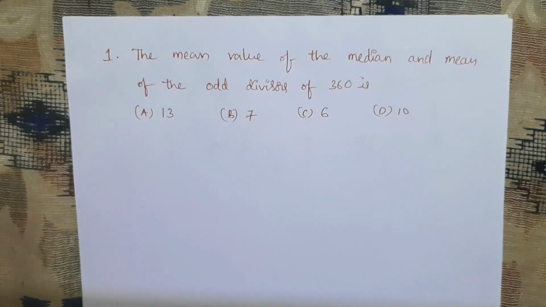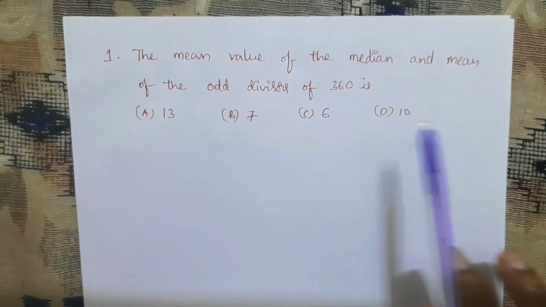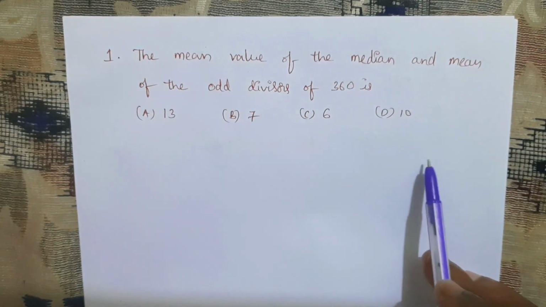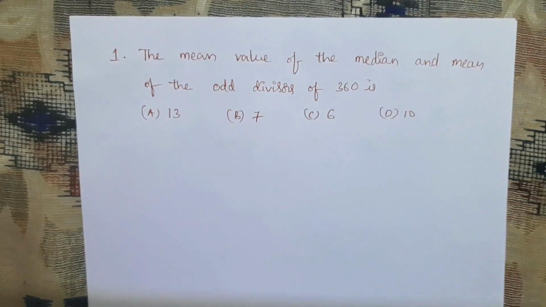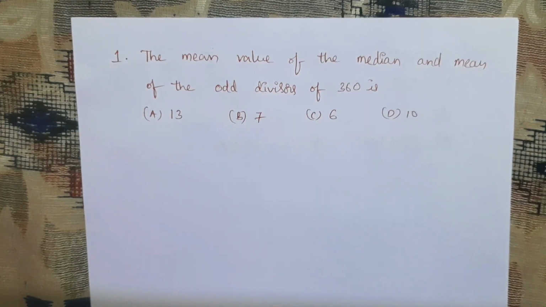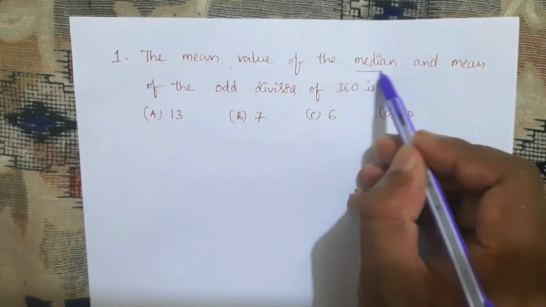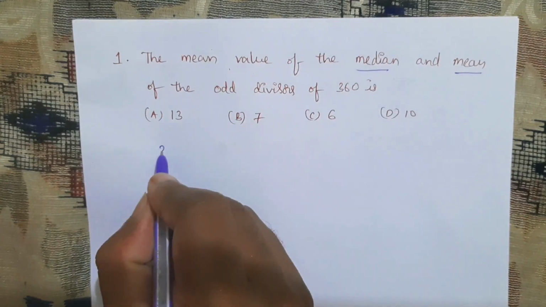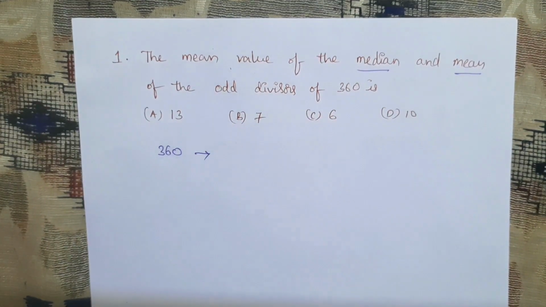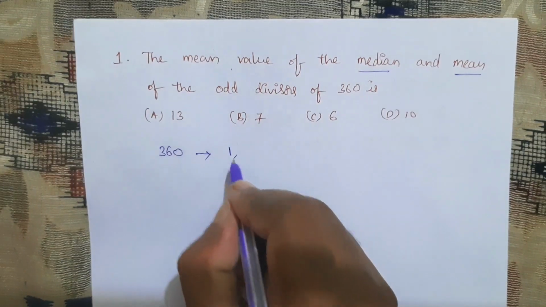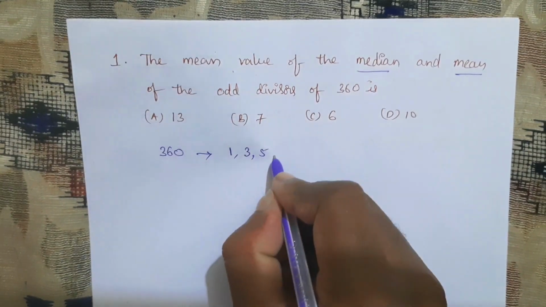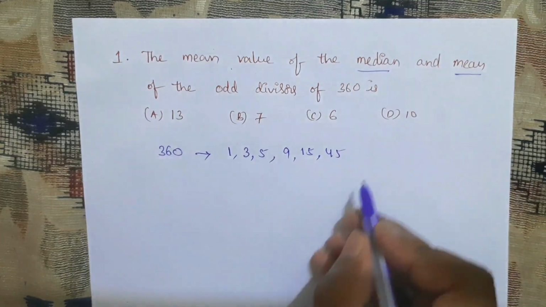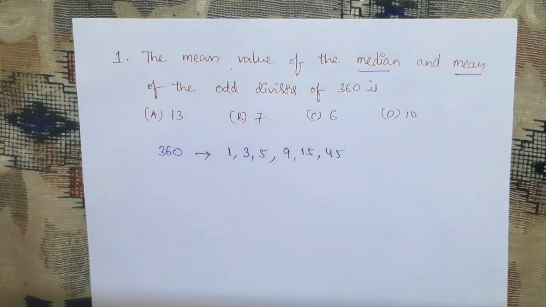Now, when it comes to the problems, the first problem of statistics is: the mean value of the median and mean of the odd divisors of 360 is. The mean value of median and also mean of the odd divisors of 360. We know that for 360 the odd divisors are 1, 3, 5, 9, 15 and 45. So if you observe, these are the odd divisors of 360.